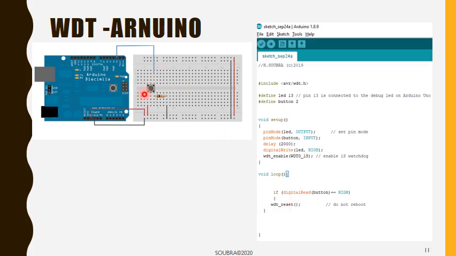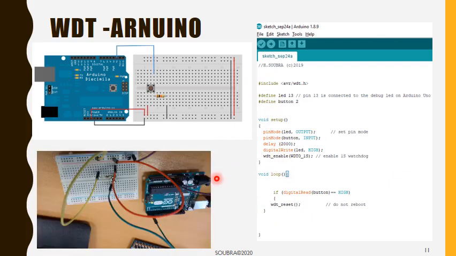If I don't push the button, the dog will notice that it hasn't been kicked for some time, after 1 second, and it will reset the whole system. Resetting the whole system means that I will go all the way back to here to execute everything that I'm executing. Make sense? Alright, so let's see a video that I've recorded in my office, if I'm able to turn it on.